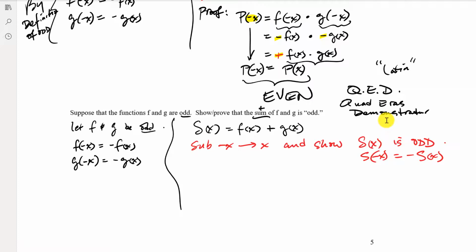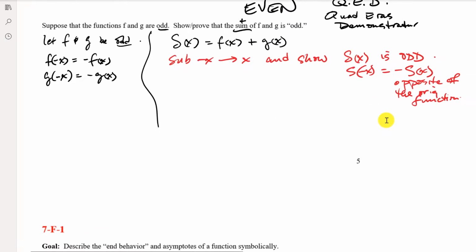Okay, that's what the negative sign means: it's the opposite of the original function. That's what it means symbolically. So what do we get? Let's work on this here.